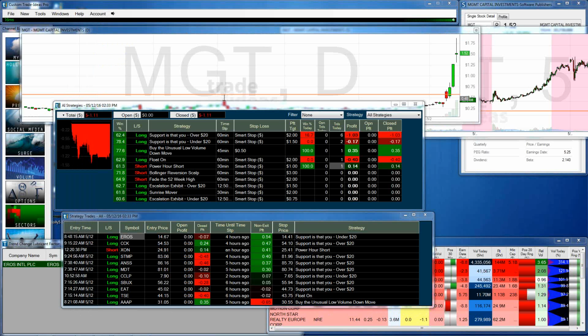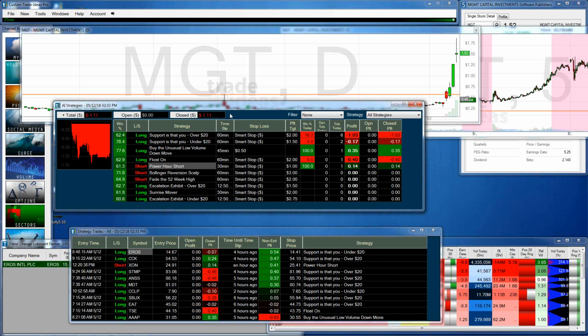And on the same token, we get a lot of questions about, okay, what is Float On looking for? Or I really like Power Hour Short, but what's in the cake batter, what's the filter set, what's the alert that's being used? We're currently working on a document to make all of that information available too. So just want to make everybody aware that that is coming down the pipeline. Okay, so just looking at Holly's overall performance today, mediocre, down $1.11 on a handful of trades.